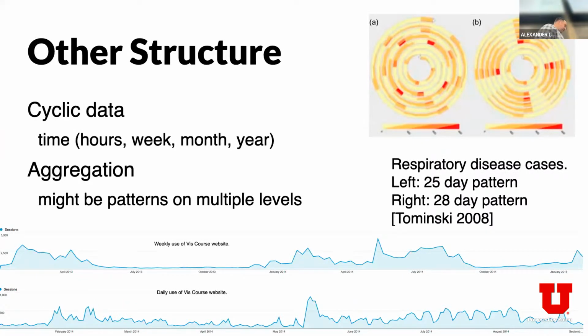Data also has other structure. For example, a lot of data we have about people's behavior is cyclic. We have weekends, right? And we have seasonality over the year. And here on the right, we have a spiral visualization. This is respiratory disease cases. When are people going to the doctors to get treated for a respiratory disease? In the first spiral on the left, there's a 25-day pattern. So that means the weekends don't align.